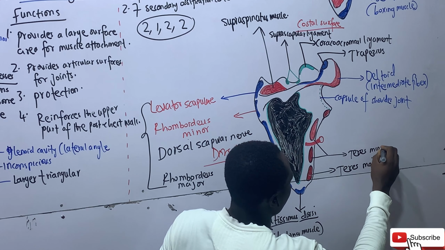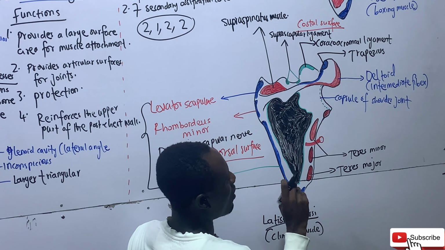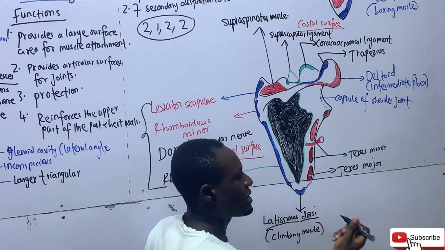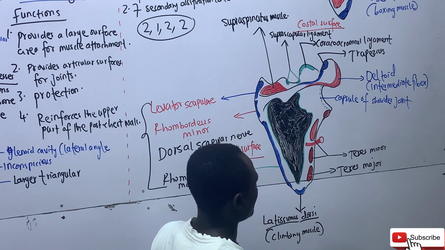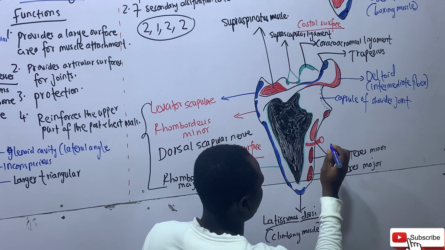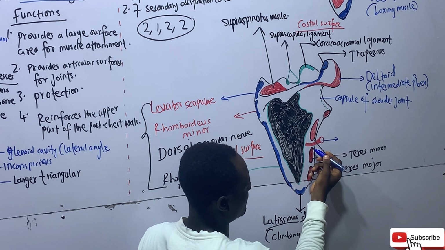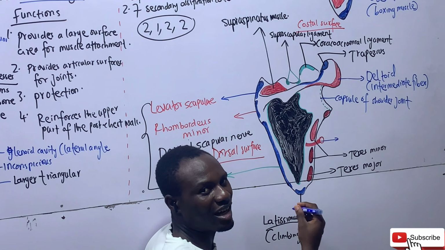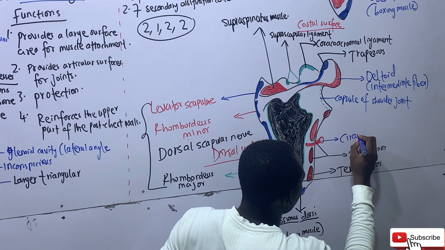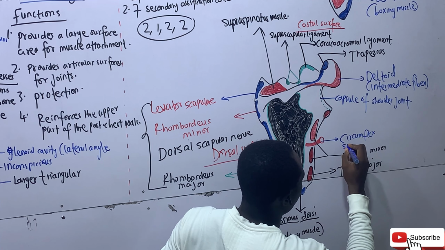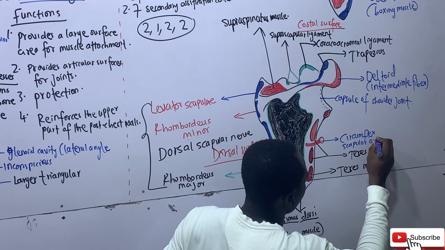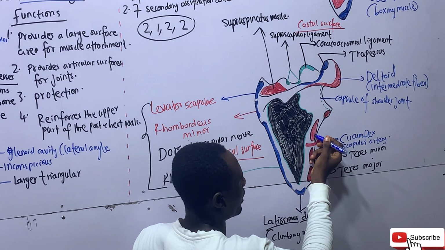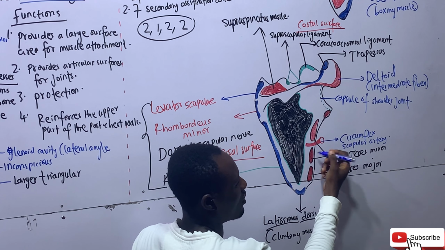The teres minor takes origin just above the teres major. You need to know something about the teres minor muscle. The origin of the teres minor muscle was interrupted by a vessel. Somehow this vessel has no respect. And this blood vessel is called the circumflex scapular artery. So the circumflex scapular artery interrupted the origin of the teres minor. We have the teres minor here and the teres minor here, and in between is the circumflex scapular artery.